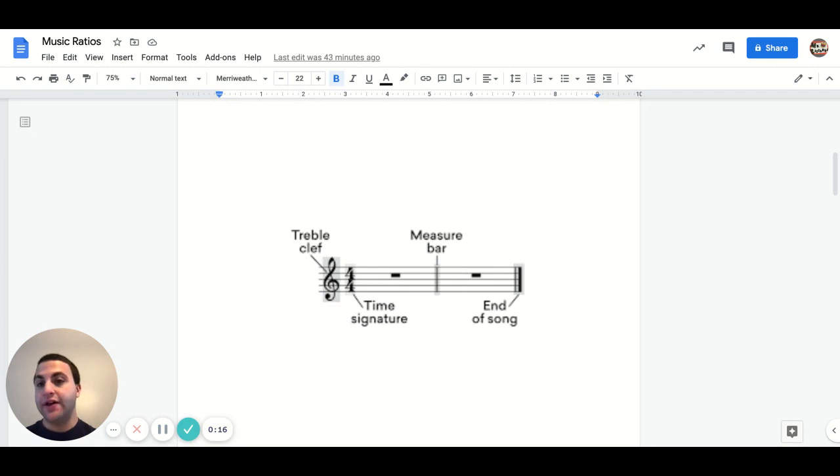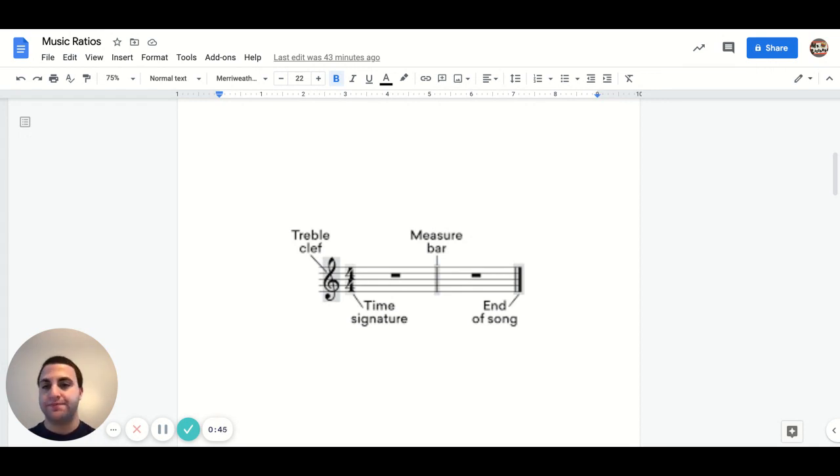To begin, the symbol on the far left is called our treble clef, and the two numbers stacked on top of one another next to that is called our time signature. Then you'll see in the middle there's a bar or a bar line, and in music that separates measures. And lastly, on the far right, you'll see a double bar line, and that's a symbol to show the end of a song.